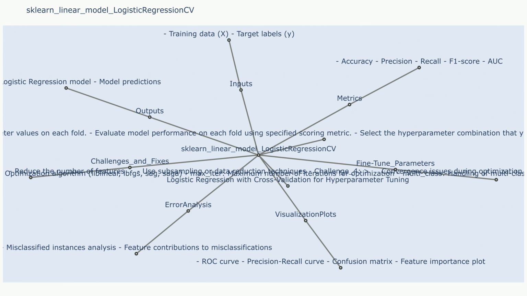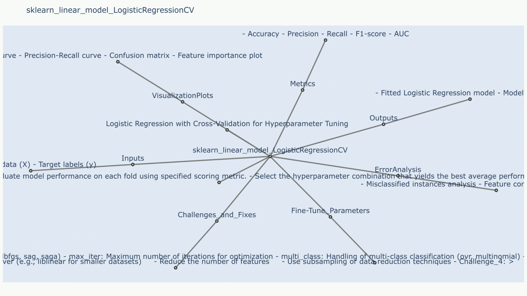Fixes to challenge 4. Feature selection. This technique involves identifying and selecting the most relevant features, reducing the dimensionality of the dataset and improving model performance. Feature extraction. This technique involves transforming the original features into a smaller set of features that capture the most important information, reducing dimensionality and enhancing generalization.